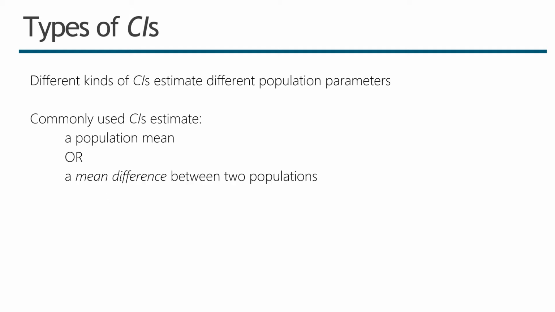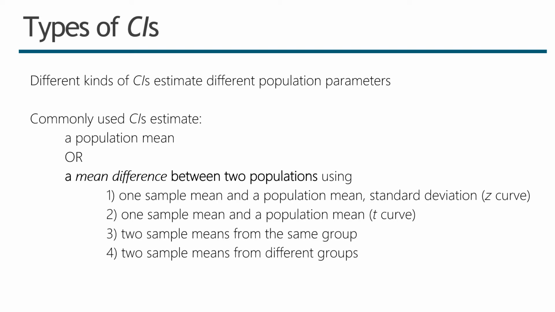Different kinds of confidence intervals estimate different kinds of population parameters. One of the most common confidence intervals is one that estimates a population mean. Another very common confidence interval is a mean difference confidence interval, which tries to estimate the difference between two populations. This video is focusing on mean difference confidence intervals.